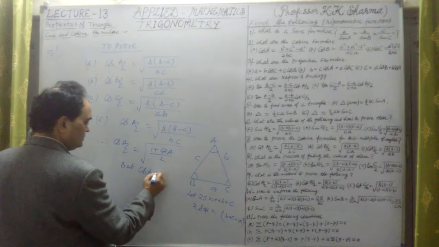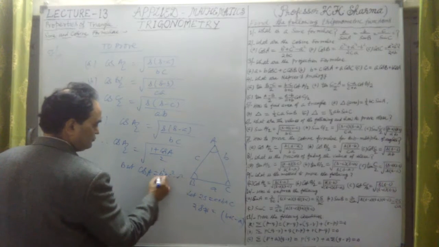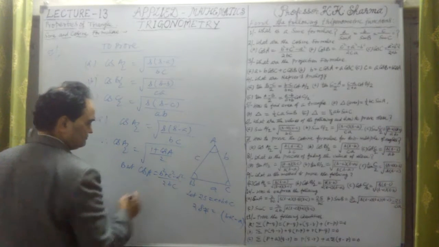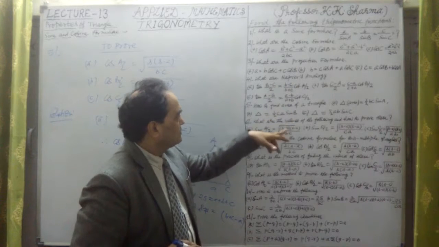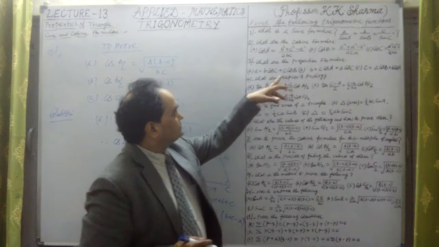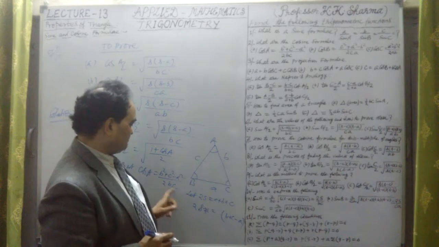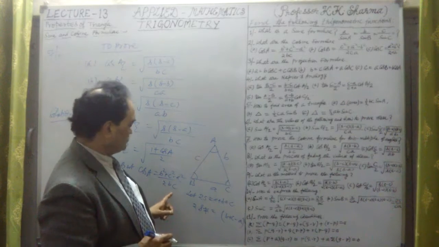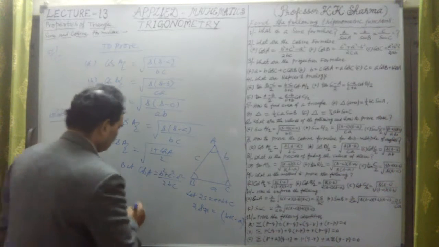But cos A is equal to (b square plus c square minus a square) upon twice bc. This is the formula. Here it is. Cos A is equal to (b square plus c square minus a square) upon twice bc. With this value we have to substitute.